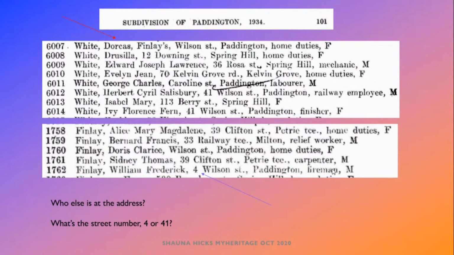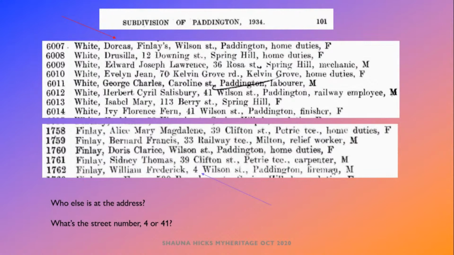Now, when I look at the other people living in Wilson Street, Paddington, there's a Herbert Cyril Salisbury, which is her son, and Ivy Florence Fern, which is her daughter. So this house is not just Doris and William as husband and wife. It's also got Doris's sister and brother and her mother. They were all in the house together. So that was a good find for me.